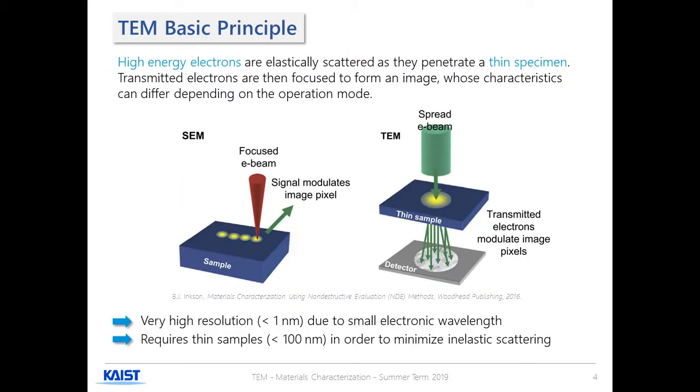More specifically, transmission electron microscopy consists in focusing a high-energy electron beam on a thin sample. Elastically scattered high-energy electrons are then transmitted and focused to form an image. The two main characteristics of this method are its exceptionally good resolution, which can go below the nanometer, and the required thickness of the sample, which is usually around or below 100 nanometers.